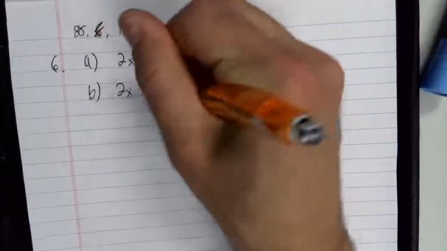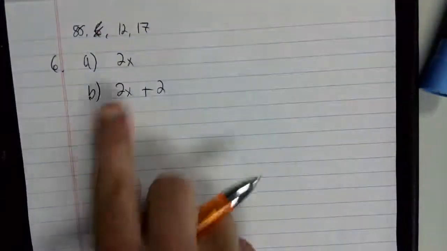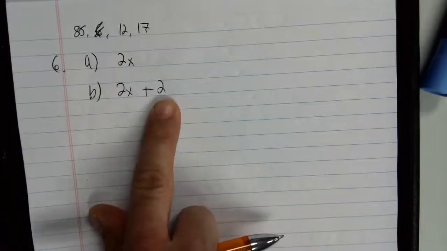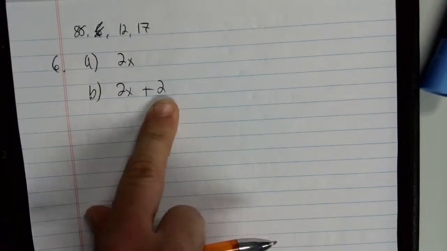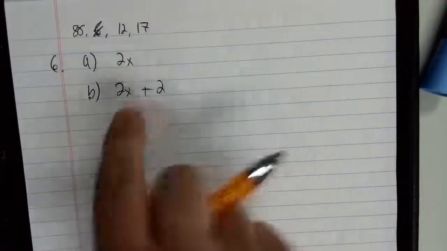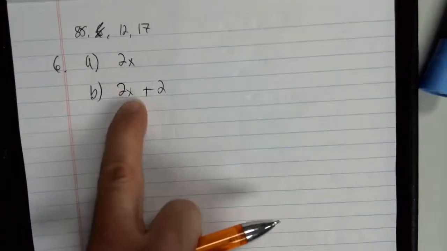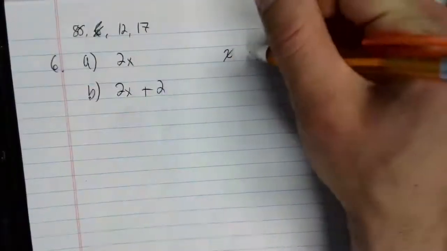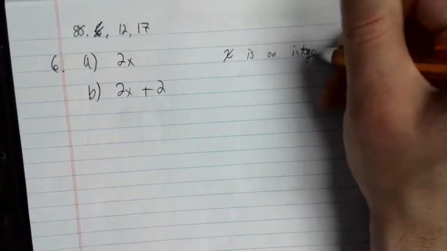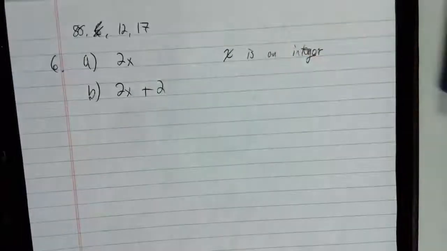You see what Quentin did there? If this is automatically even, then even numbers are 2 apart. What is not stated here is that x has to be an integer, a whole number. If we're doing decimals, then this goes completely out the window. So for both of these, x is an integer or whole number.